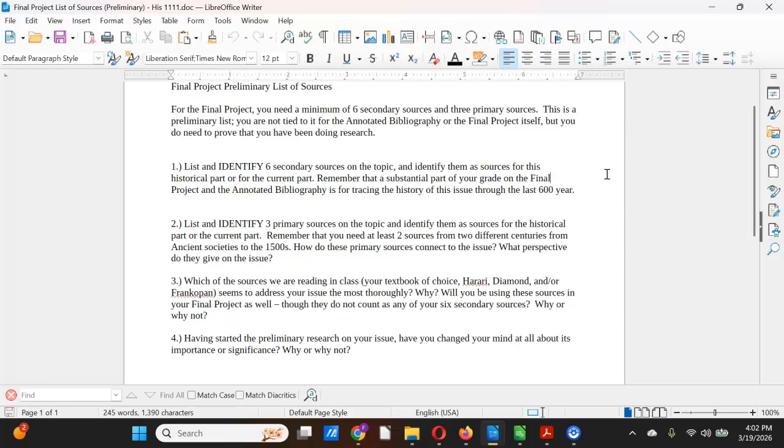But the reason that I do that with this and with the final project proposal is because that annotated bibliography is 15% of your grade, and the final project is 20. So these are big numbers. These need to be good, and they need to meet the requirements of the rubrics. So be sure that you're paying attention to that.